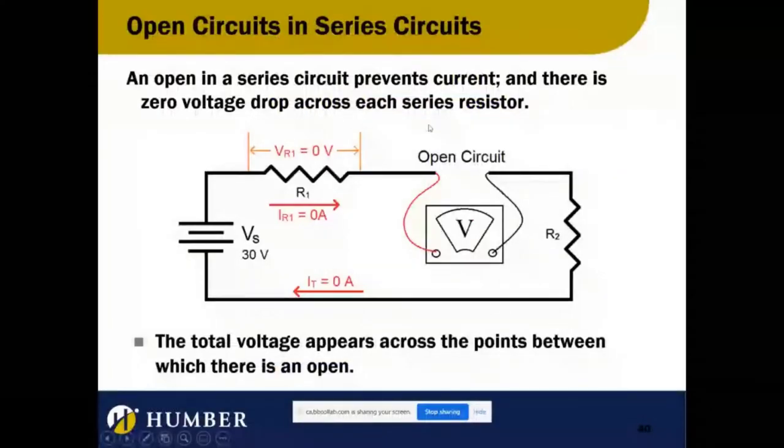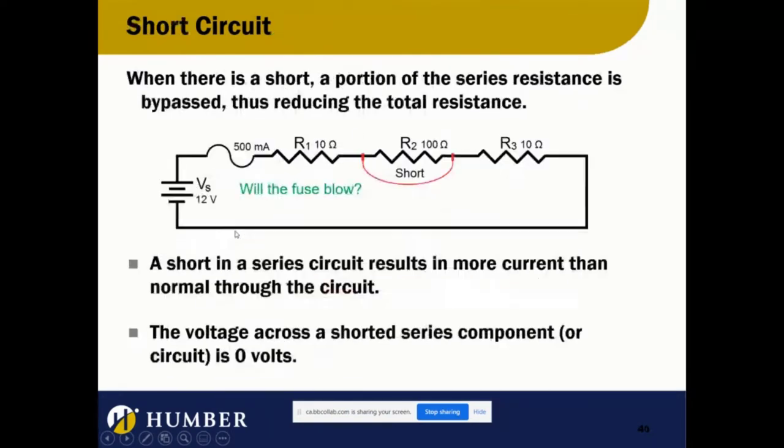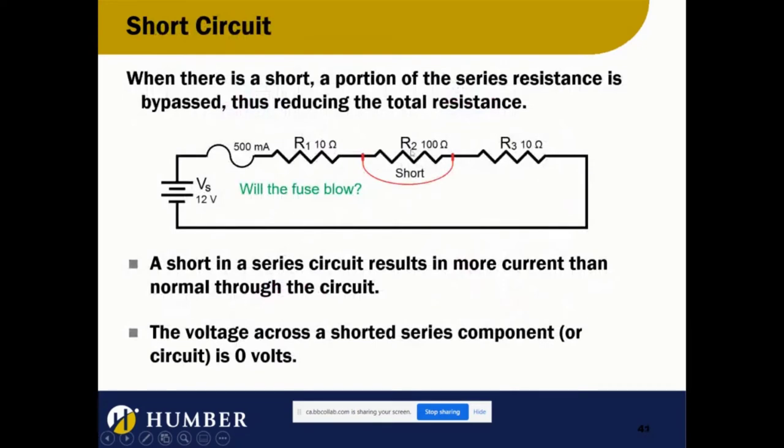So what's going on here is, because I have zero voltage across this, and I have zero current, and no voltage drop, this guy is actually seeing 30 volts. Now this other short: if I short this, will the fuse blow? Well, let's take a look. I put a 500 milliamp fuse in here. What was the total resistance before? 10 ohms plus 100 ohms plus 10 ohms, that's 120 ohms.